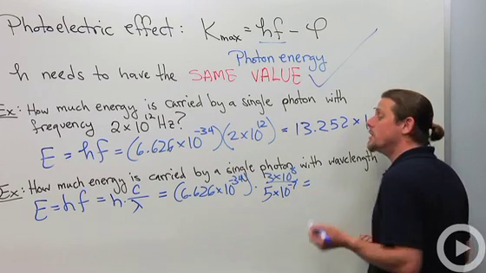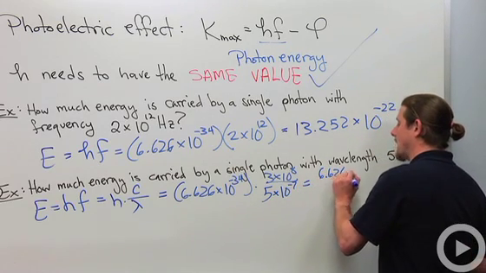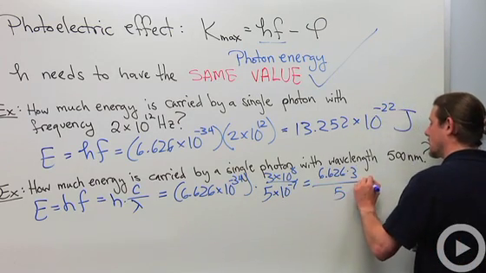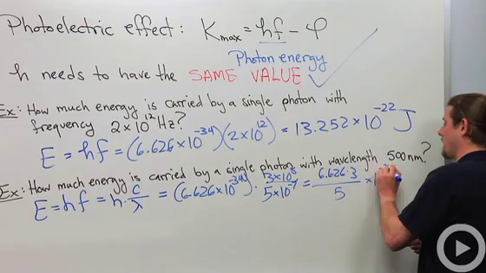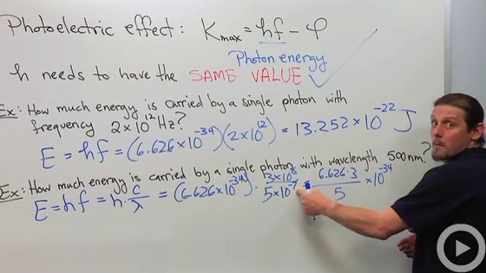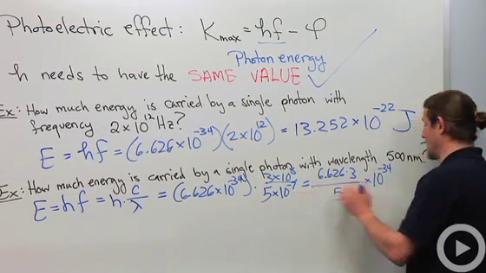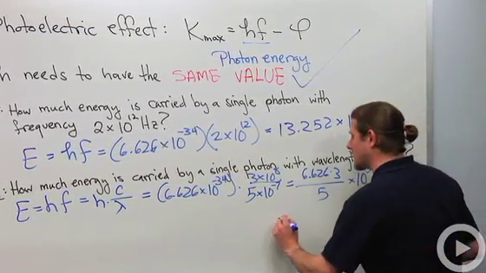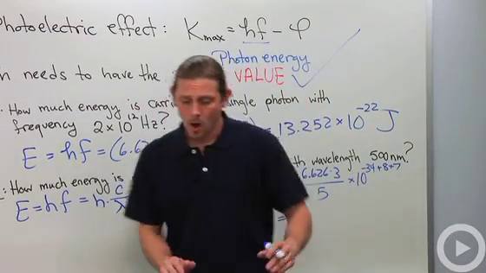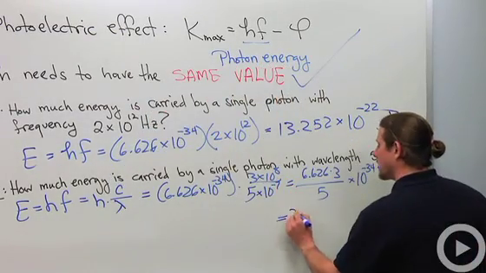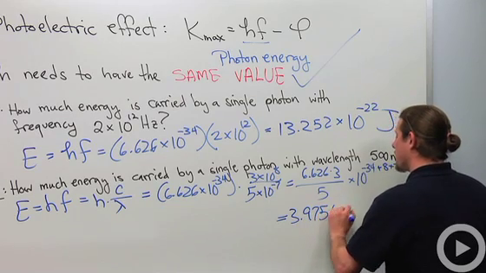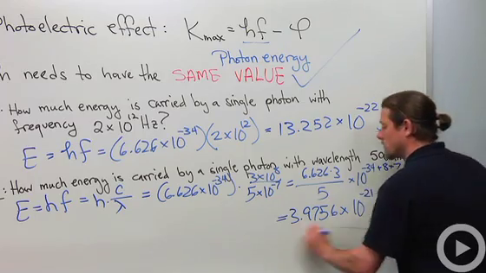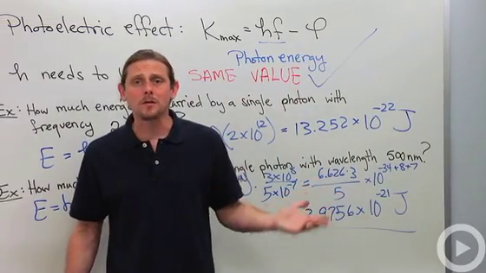All right. Numbers first, 6.626 times 3 over 5. And now we've got the tens: 10 to the minus 34 plus 8 plus 7. It's negative, but it's downstairs. All right. So when we go through this, we'll end up with 3.9756 times 10 to the minus 21 joules. And that's the way it works. Planck's constant.